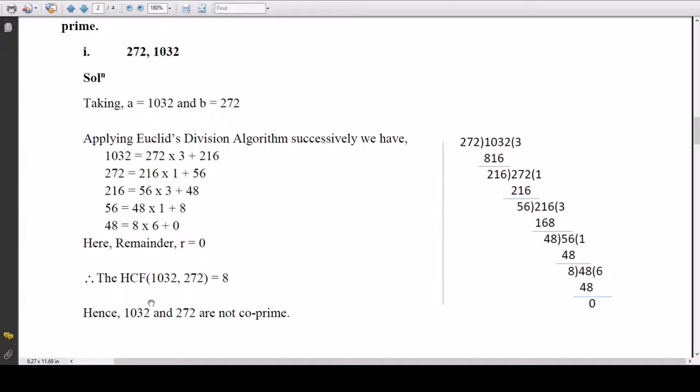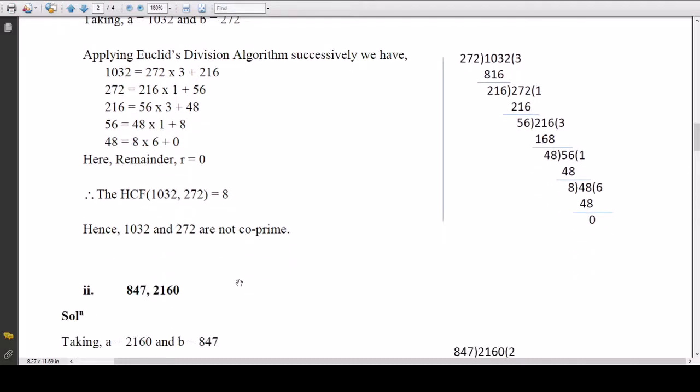Can we say that these two numbers are co-prime? No. Why? Because the HCF is other than 1. Clear? If the HCF is other than 1, then they are not co-prime. Hence here also these two numbers are not co-prime since the HCF is not equal to 1.